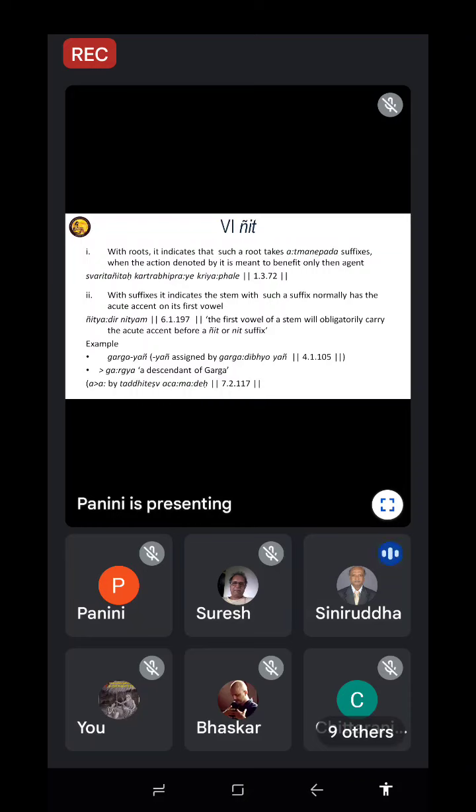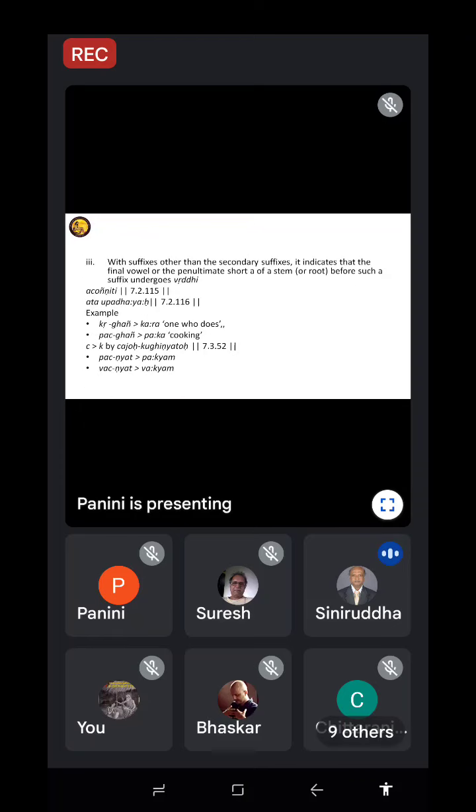The adi vowel gets vriddhi. So these are the vriddhi rules. We are using this again with vriddhi, where you get these forms. Ac ca ni iti is a very common rule. So from the root kru you get kara, no? With the karmani an suffix, from the root kru you get kara.